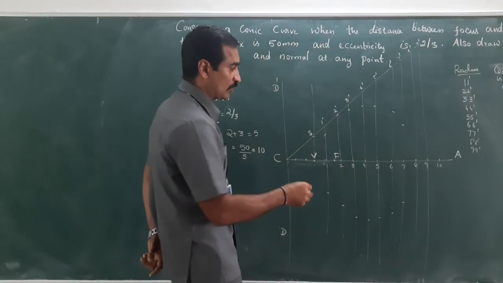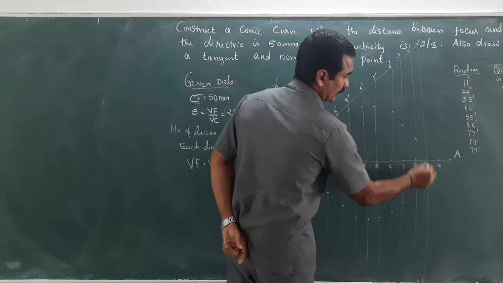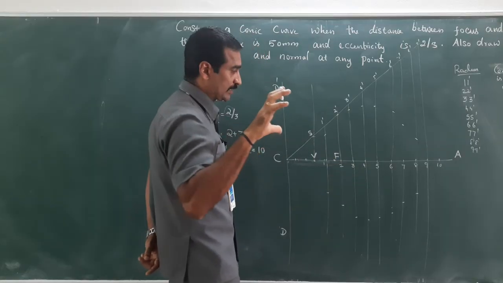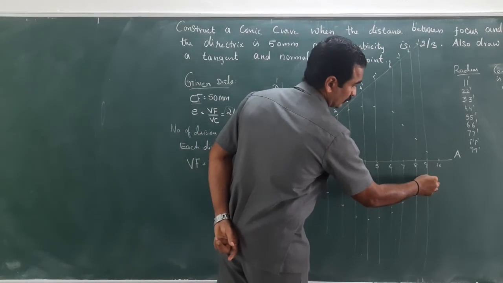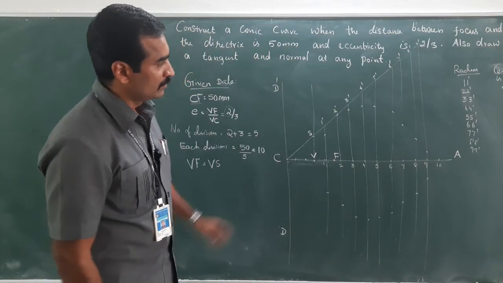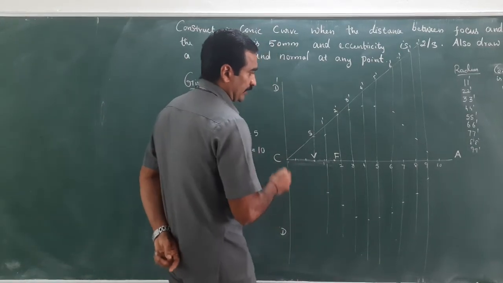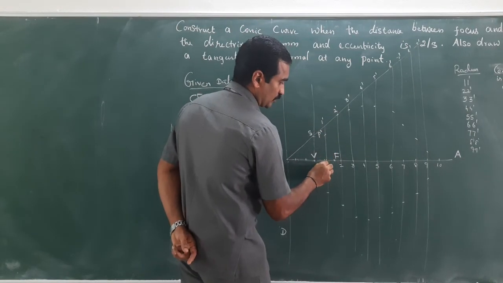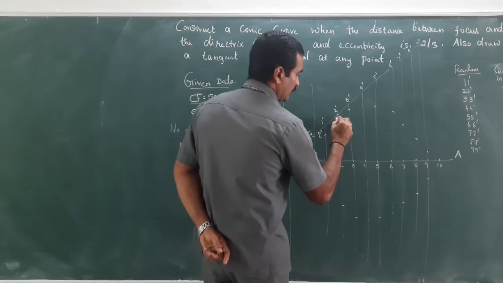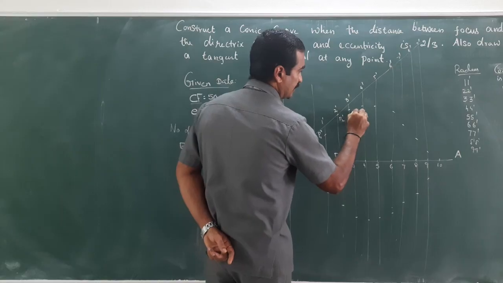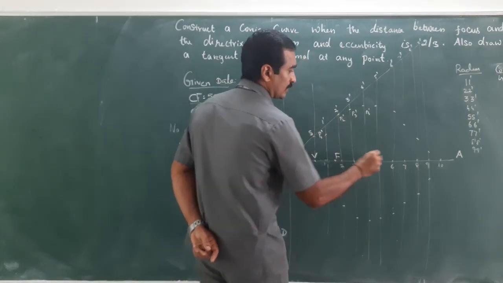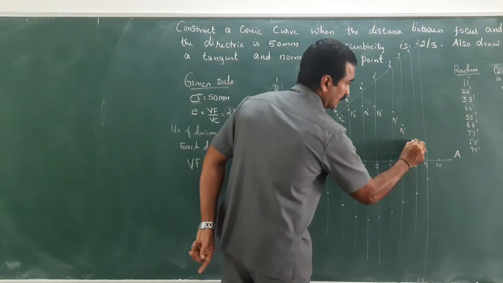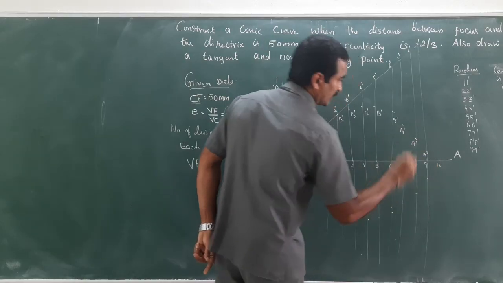8 dash, measure 8 dash in your compass, F as center, cut an arc. Now 9 dash in your compass, measure that radius, F as center, cut an arc. Right. So now let me give the namings here. This I am going to give as P dash, corresponding to 1. So P1 dash, this as P2 dash, this as P3 dash, this as P4 dash, this is P5 dash, P6 dash, P7 dash, P8 dash, P9 dash.